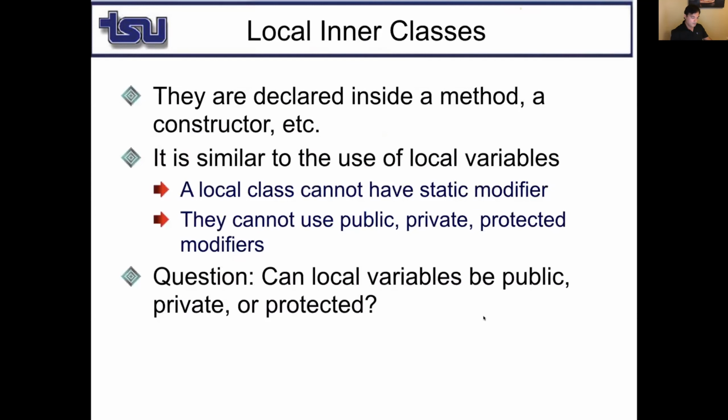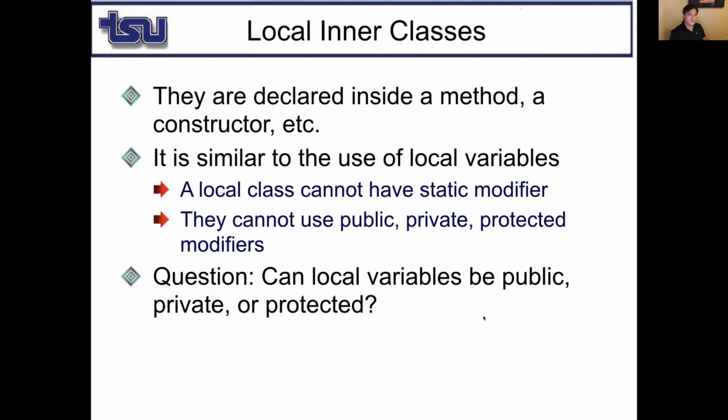Okay. Local classes, local inner classes, are defined inside a method or a constructor, so they must be defined in a block. If you define one in a for loop, that will be a block too, right? So anything that's declared inside a block is what? A local inner class. And it is similar to the use of local variables. A local variable cannot be public, protected, or private. You cannot have access identifiers.